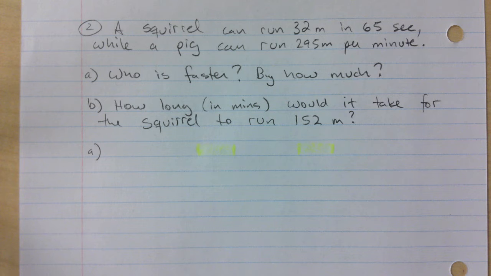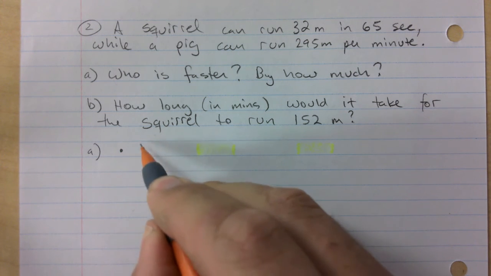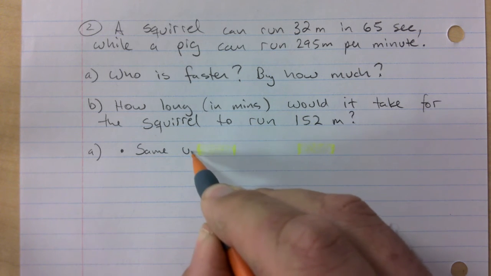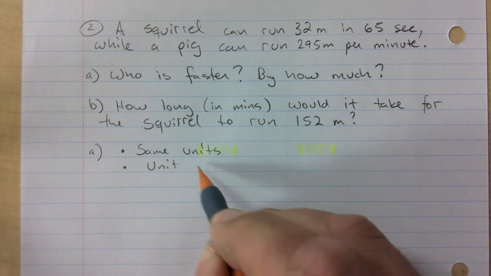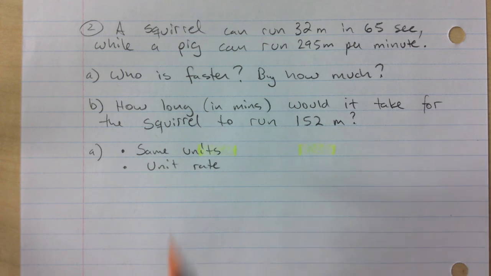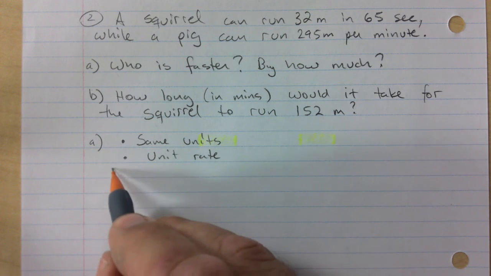So for A, when you're comparing two things, units have to be the same, and it's ideal to have the unit rate. Okay. Think of same units and the unit rate. Those are the two things that I want you to make sure you do when you get a question like this. So split it up.